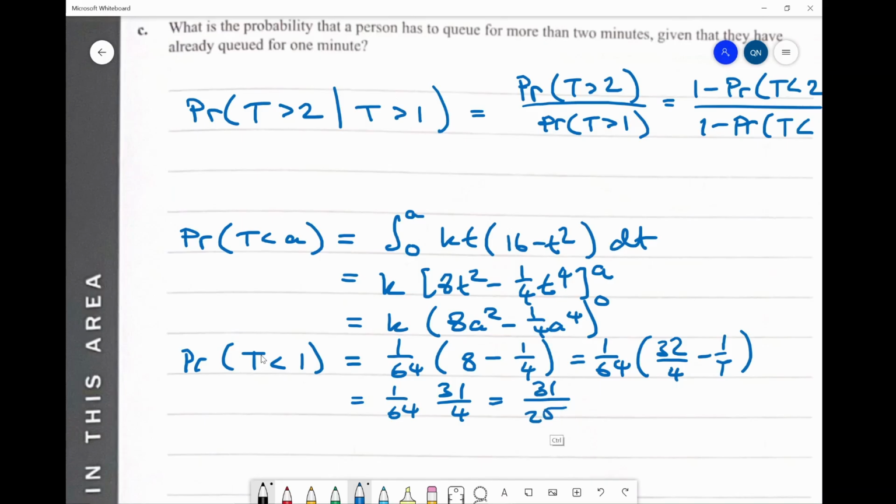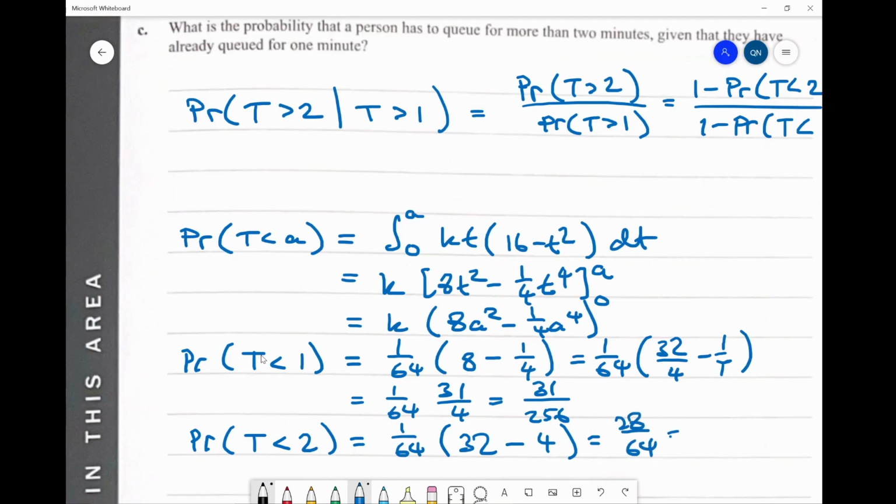Right? And we can plug it in for a equals 2 as well. So the probability that t is less than 2 is going to be equal to 1 on 64 times 8 times 2 squared, so that's going to be 32, I believe, minus, what's 2 to the 4? It's 16, is that right? So you just have 4 over here, I think. So this is just going to be equal to 1 on 64 times 28, so 28 over 64, both divide by 4, so this is just 7 over 16.